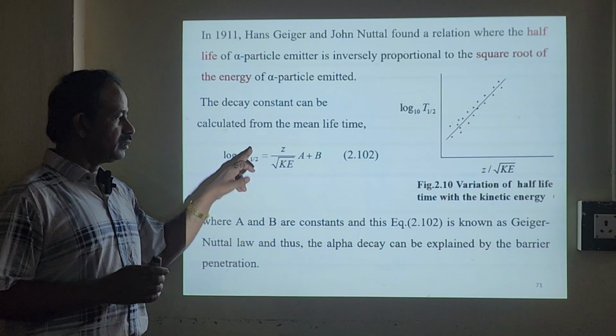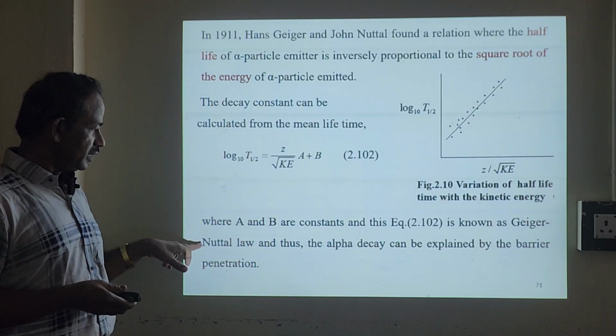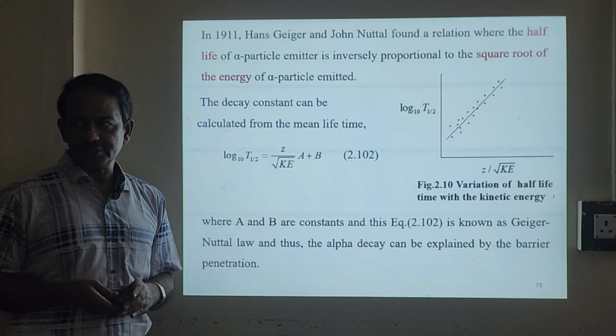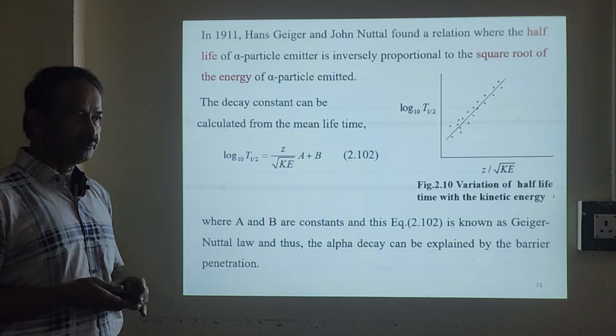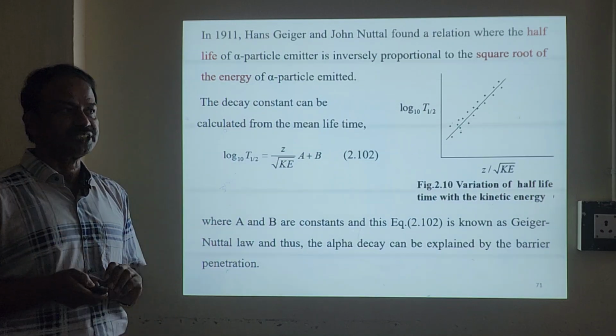Where A and B are constants, and this equation 2.102 is known as the Geiger-Nuttall law. This alpha decay can be explained by the barrier penetration phenomenon, especially the quantum tunneling effect. So this is about alpha emission.